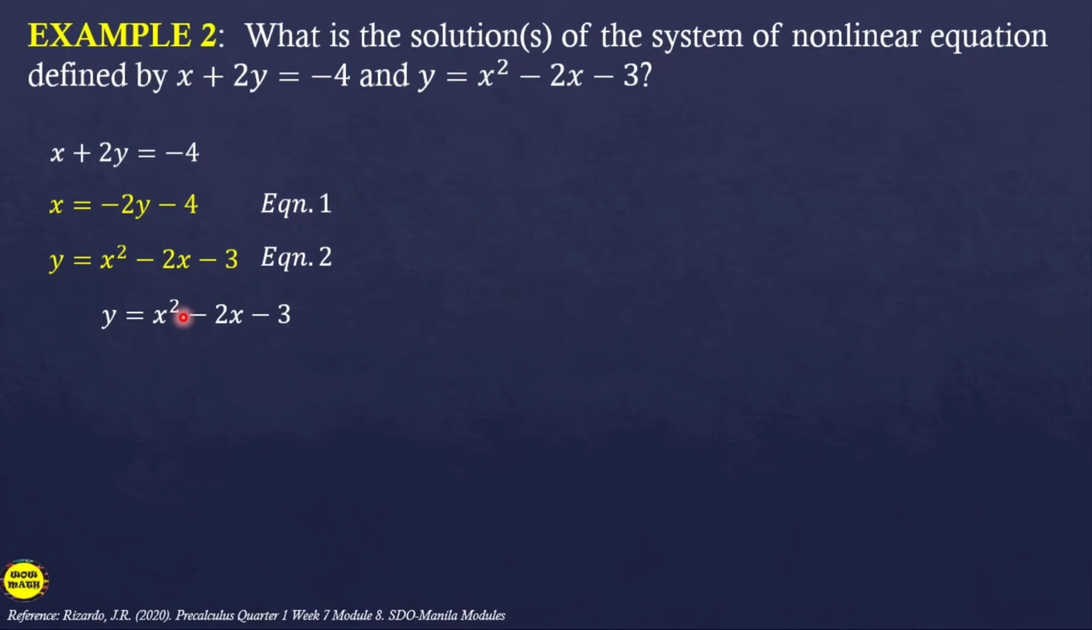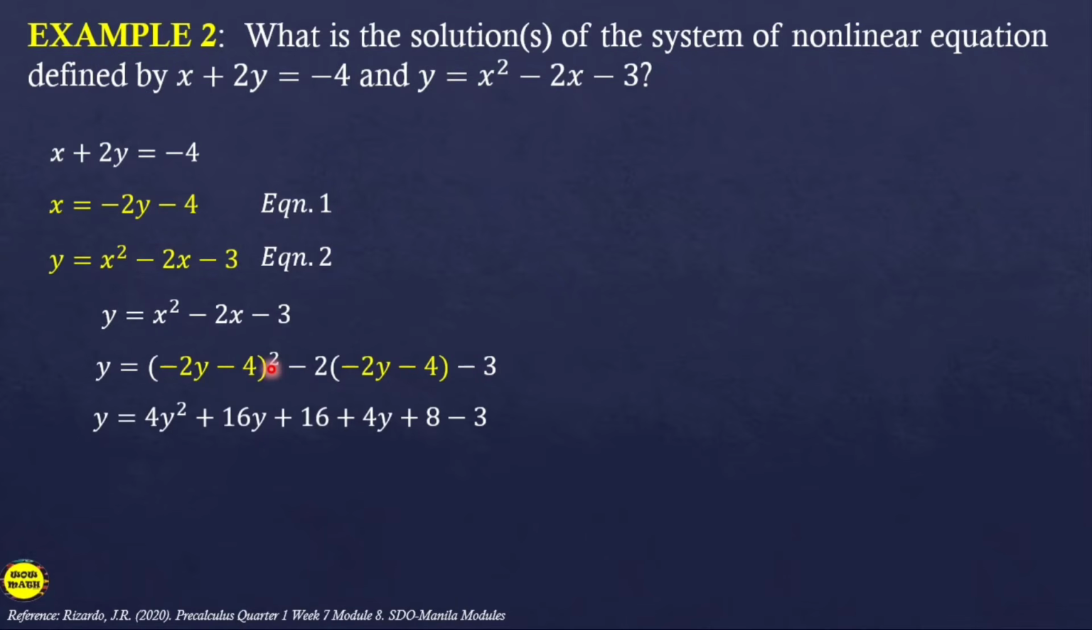So, that is y is equal to x squared minus 2x minus 3. So, y is equal to, papalitan natin ang x ng negative 2y minus 4. So, that will become the quantity of negative 2y minus 4 squared minus 2 times the quantity of negative 2y minus 4, minus 3. So, simplify natin. So, that is negative 2y times negative 2y, that is positive 4y squared. Negative 2y times negative 4, that is positive 8y times 2, that is positive 16y.